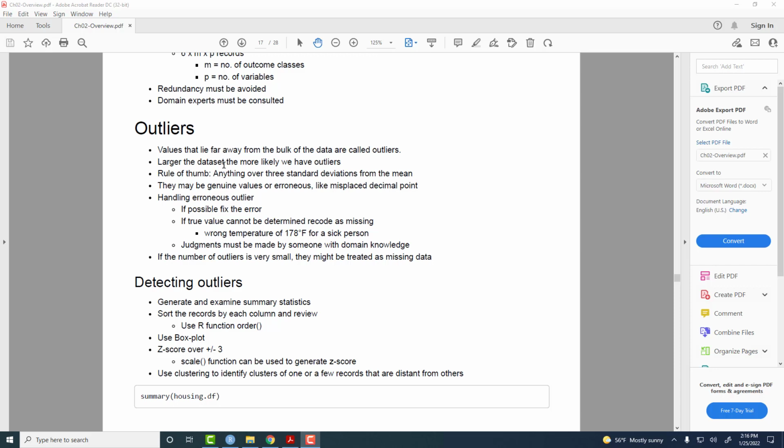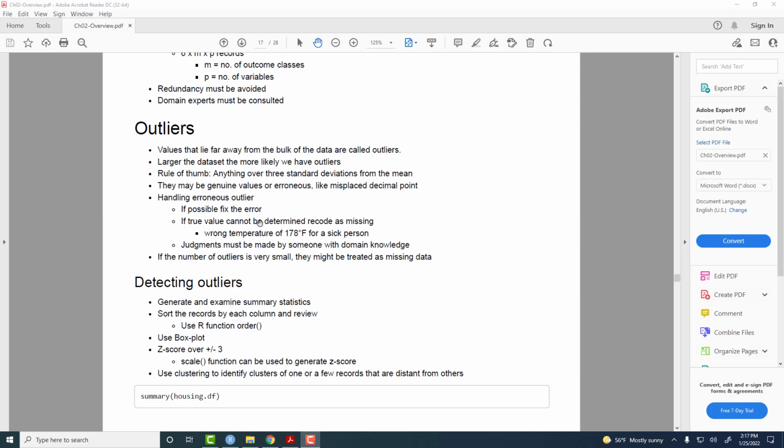for a normal distribution, 99.99% of the observations will fall within plus or minus 3 standard deviations. For any old distribution, more than about 90% will fall within plus or minus 3 standard deviations. So anything that's outside the plus or minus 3 standard deviations, you can suspect that maybe that is an outlier, an unusual value. All right, so they may be genuine values. Just because it is unusual doesn't mean that they are illegitimate values. They may be genuine or erroneous.